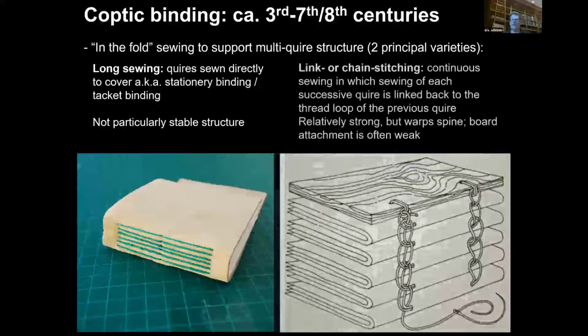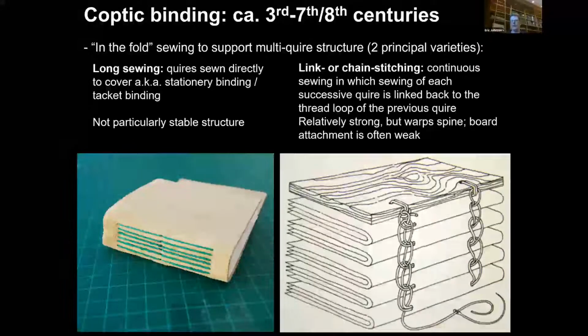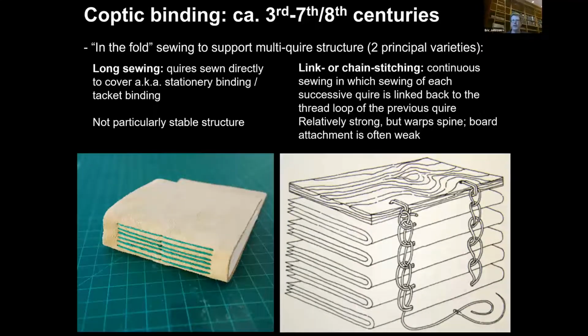The second type is a link or a chain stitched binding. This provides a lot more stability. This is a continuous long form of sewing that goes through the fold. And what happens here is that every time you pass through the quire and the fold, you wind up lacing the end of your loop through the stitch that proceeds from the quire immediately preceding the quire you're working on.